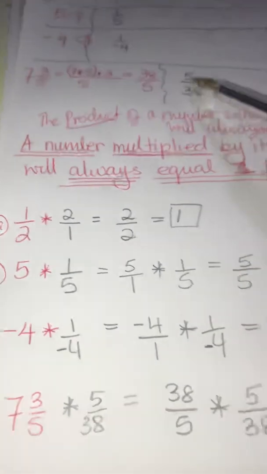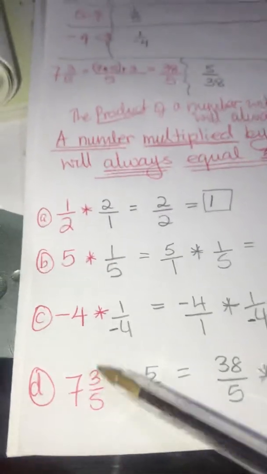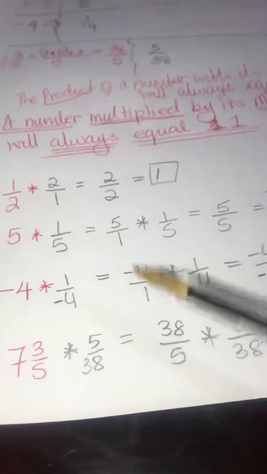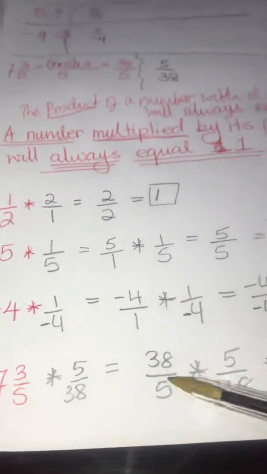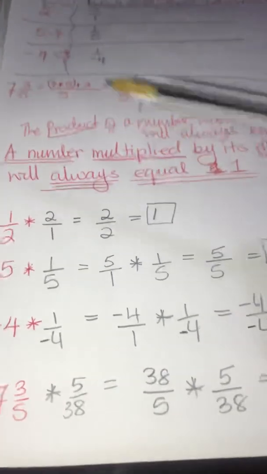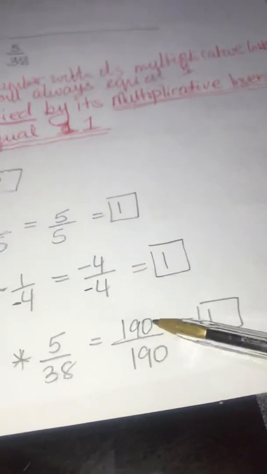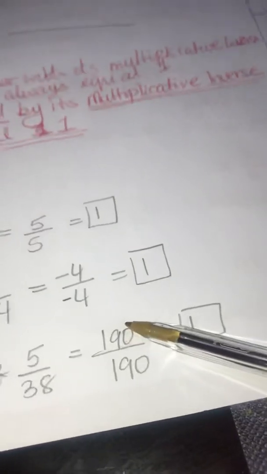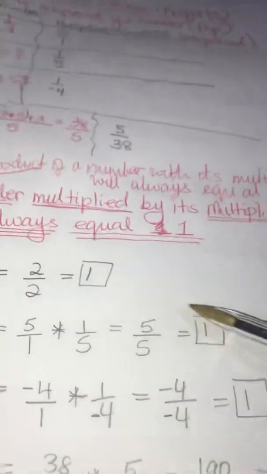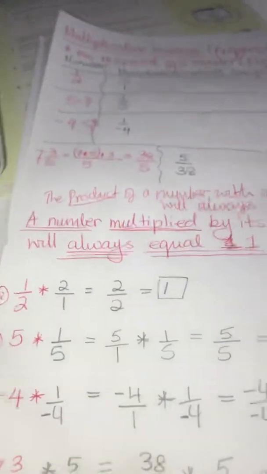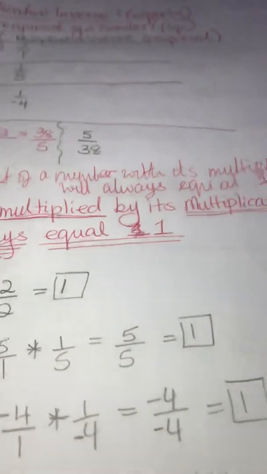We found the multiplicative inverse of this earlier. So we say 7 and 3 over 5 times 5 over 38. We converted it to an improper fraction, which we did over here. Then we multiplied the improper fraction by its multiplicative inverse. We got 190 over 190. 190 divided by 190 gives us 1. So it doesn't matter. As long as you multiply a number by its multiplicative inverse, you will always get 1.